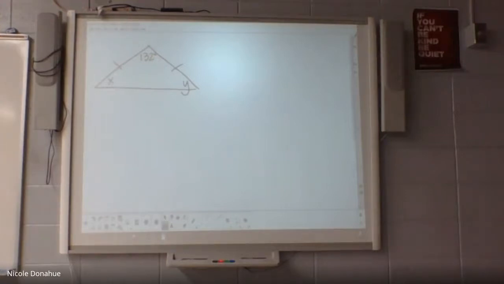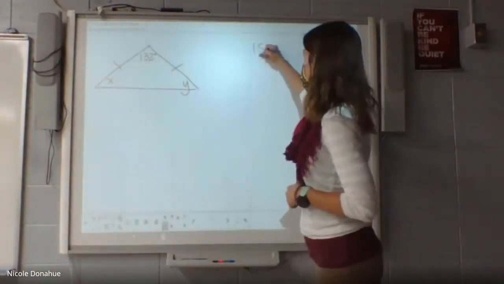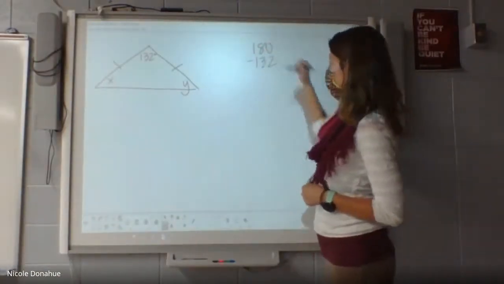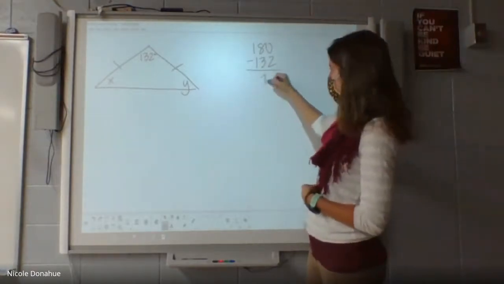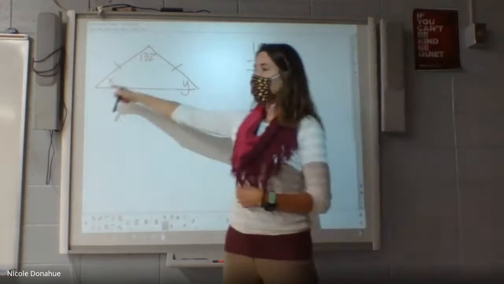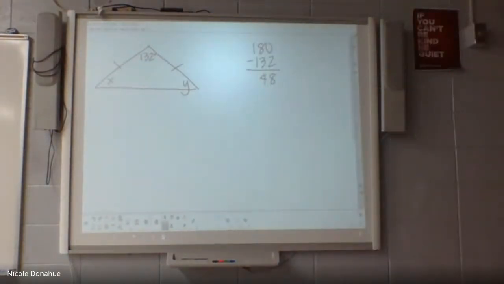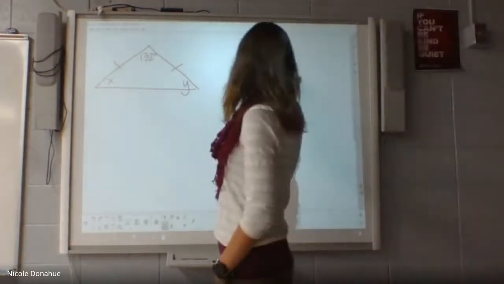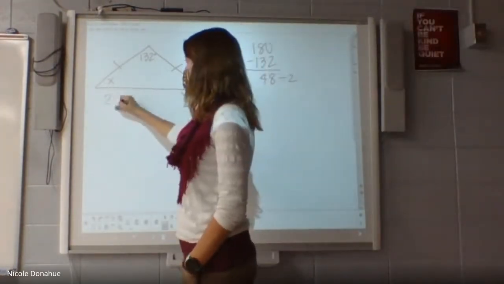We'll do it up here. So we do 180 minus 132, right? Because we know that they should all add up to 180 degrees, and we get 48. But then that's for those 2 angles, and those 2 angles should be equal. So we have to break them into 2 equal pieces, divided by 2, to find each of these would have to be 24 degrees.